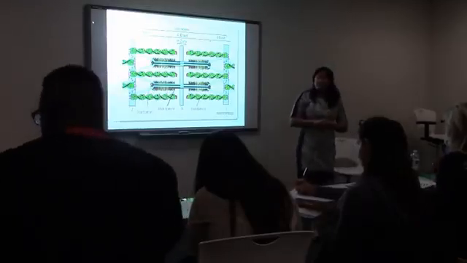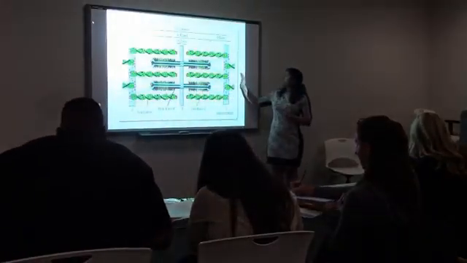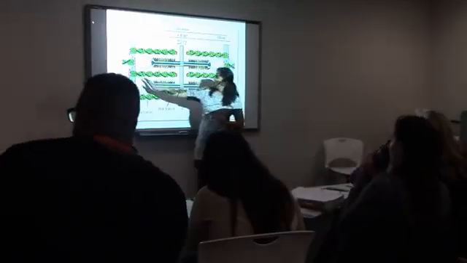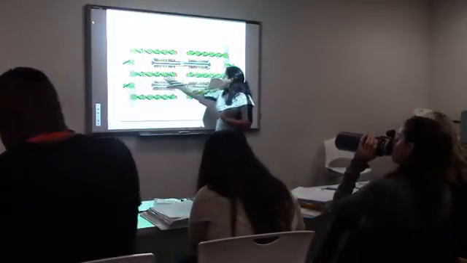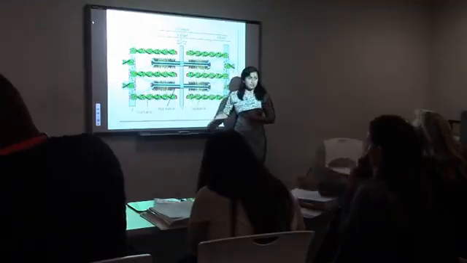Okay. This is the sarcomere. One sarcomere extends from one Z line to the second Z line. Okay? One Z line to the second Z line. This is the length of a sarcomere. Right in the middle, we have an M line.